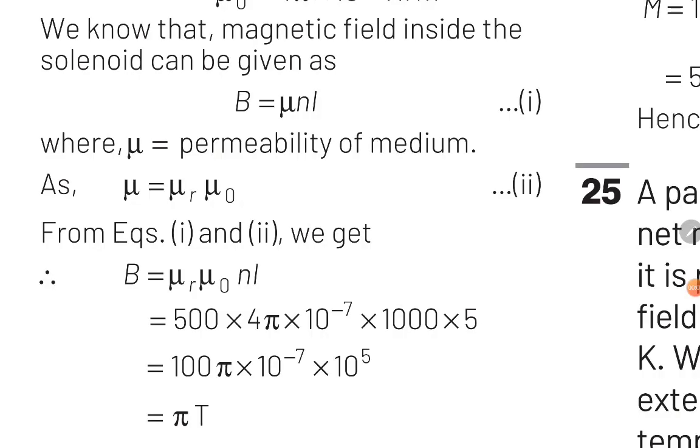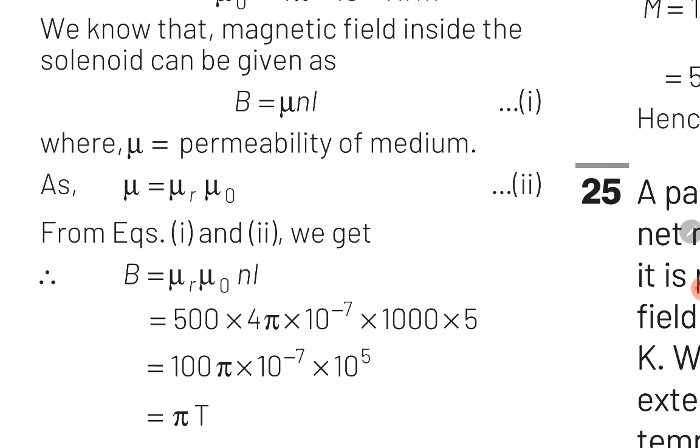Yes students, you can observe here that magnetic field inside the solenoid is given by the formula B is equal to mu Ni, where N is number of turns per unit length, I is current in solenoid, and mu is permeability of medium inside the solenoid. To find the value of mu, we will use the concept mu is equal to mu r into mu naught, where mu r is relative permeability and mu naught is permeability of vacuum. So by using this equation, the formula for B will become B is equal to mu r into mu naught into n into I.